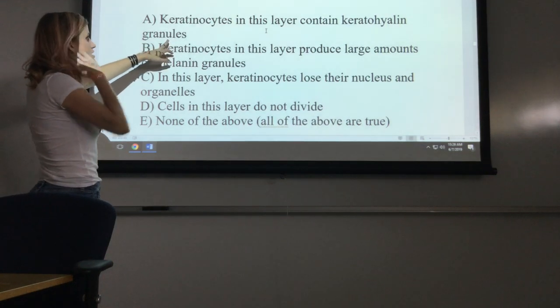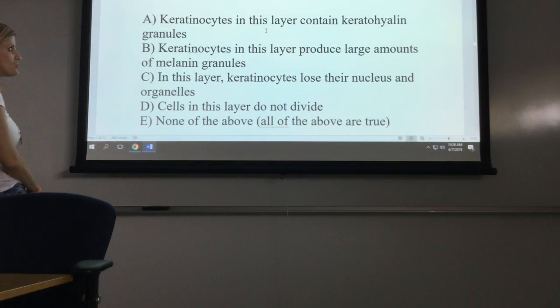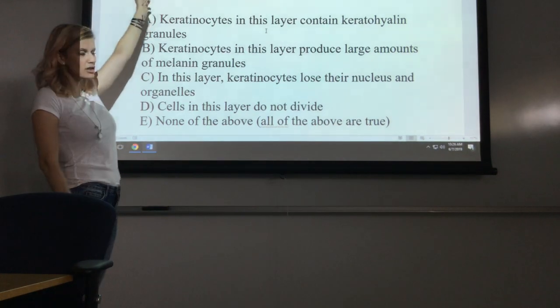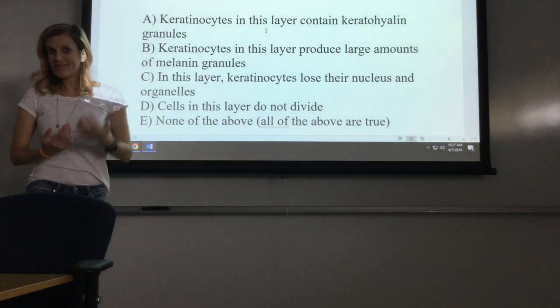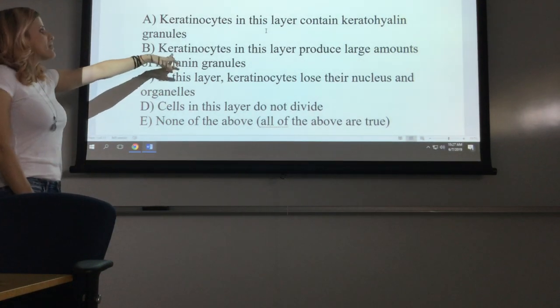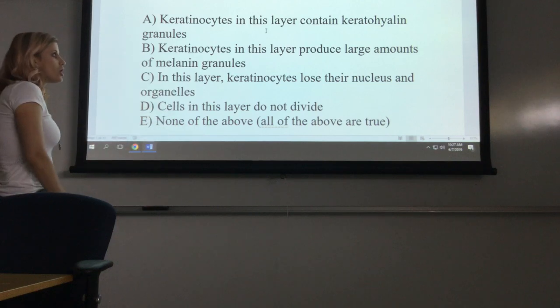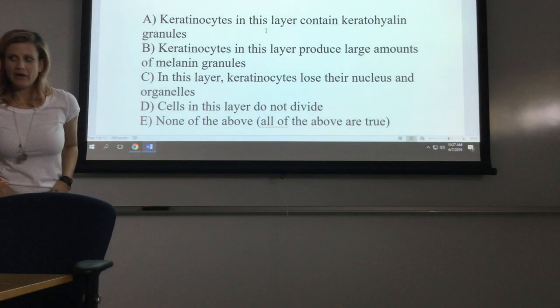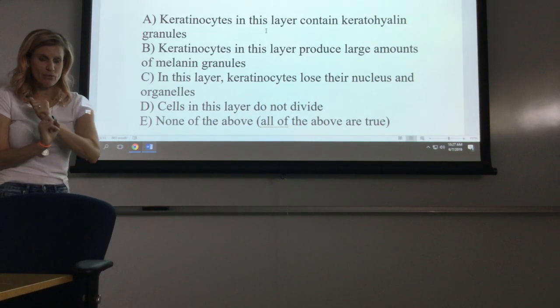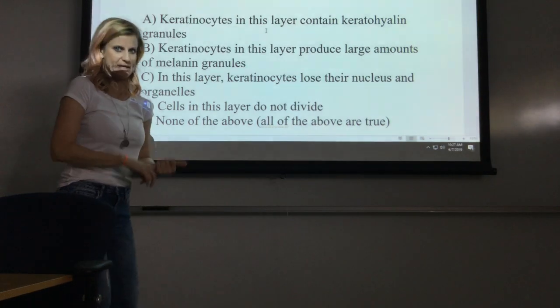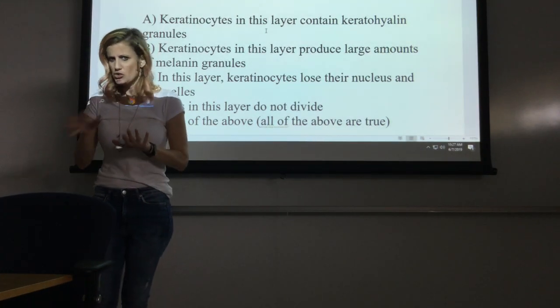Keratinocytes in this layer contain keratohyalin granules. That is true. That's why we call it granulosum. It's the layer where the cells have a lot of granules. Keratinocytes in this layer produce large amounts of melanin granules? No. First off, keratinocytes don't make melanin. What kind of cells make melanin? Melanocytes. Okay, so that's not true.